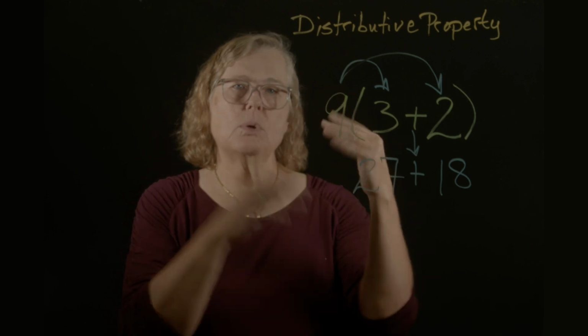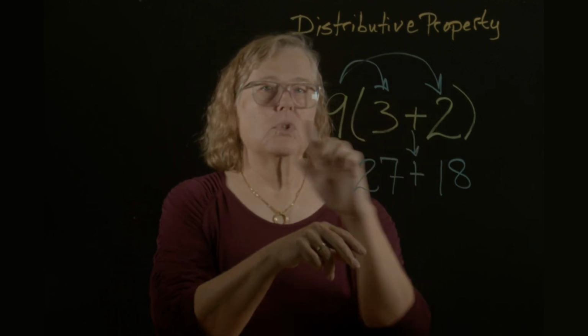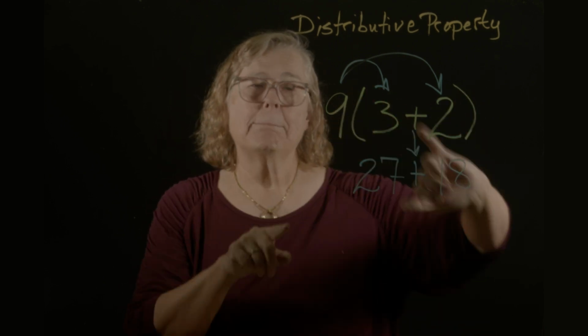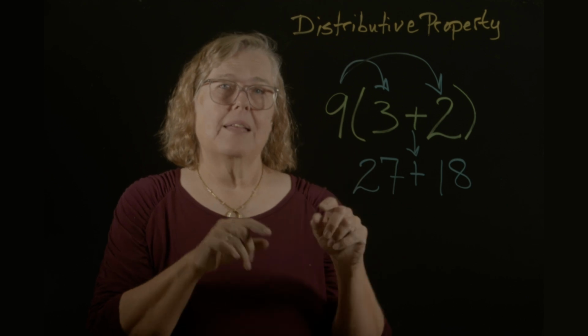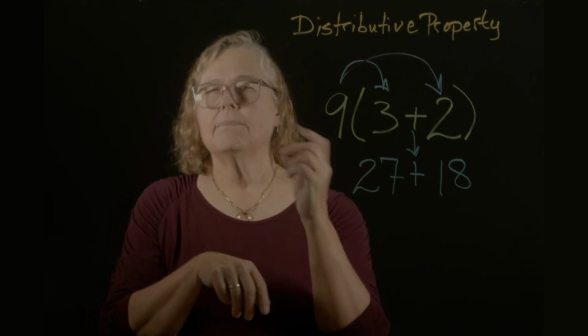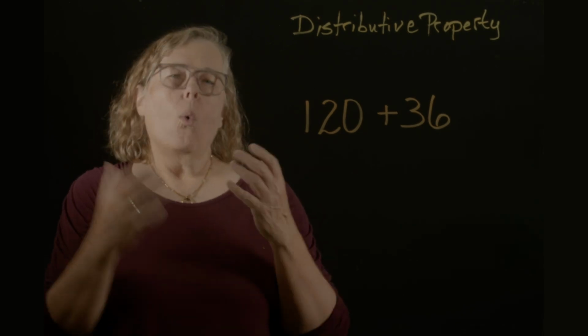So these are the same. 9 times 3 is what? We got 27. Multiply that plus 9 times 2, 18. These are the same. So I just wanted to show you this. We can do it both ways. Let's try that first one more time. Let's try one more problem.